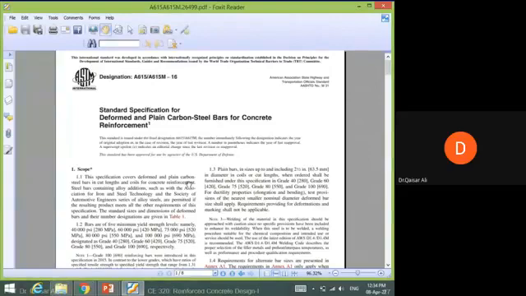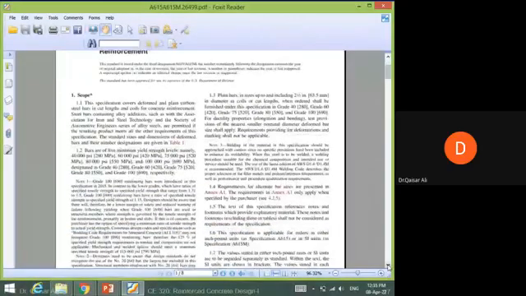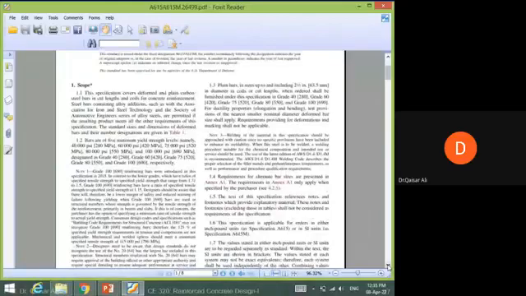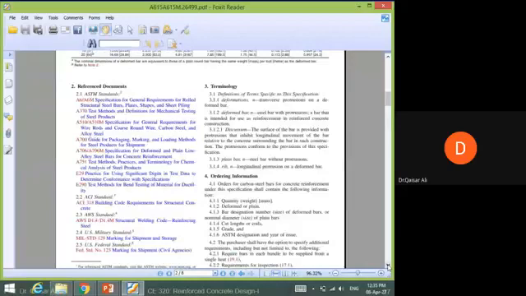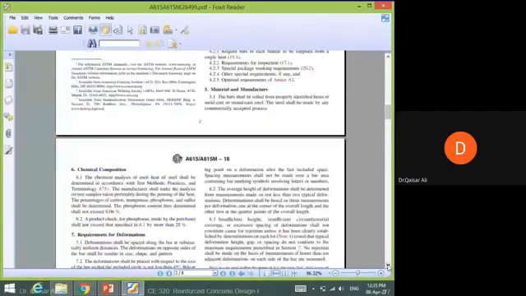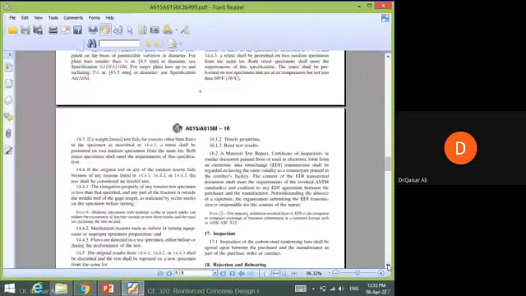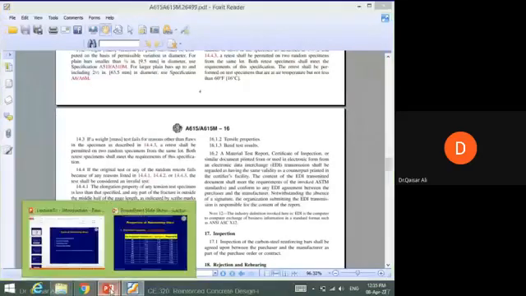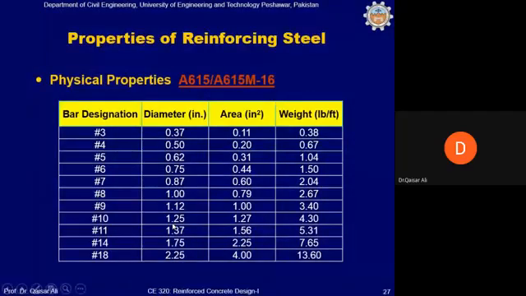So if we go through this quickly, these are the different properties of the bars. It has the terminologies, the chemical properties, tensile requirements, measurement of deformation, and all this. You can go through this yourself. I just wanted to share the standard with you so that you can see at least what the standard is.